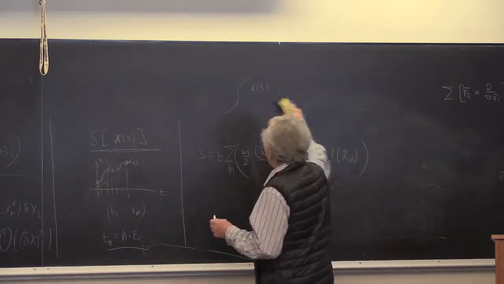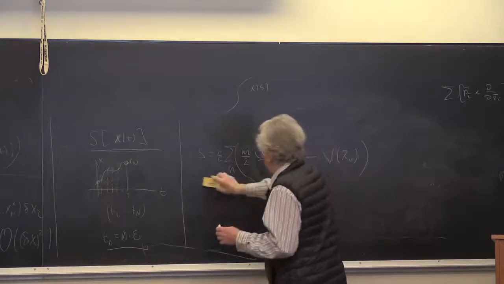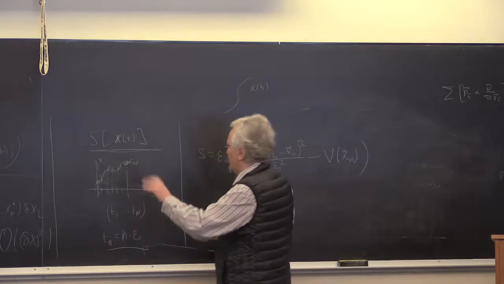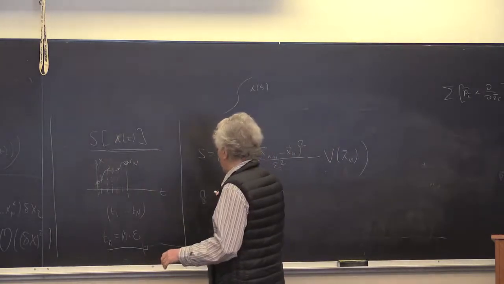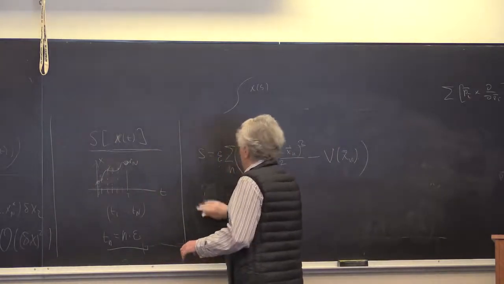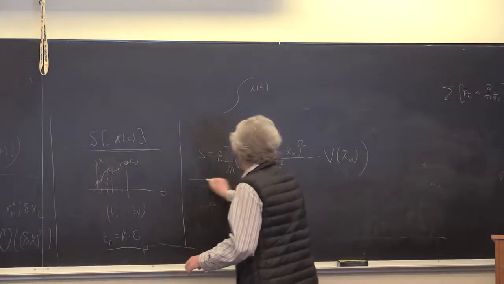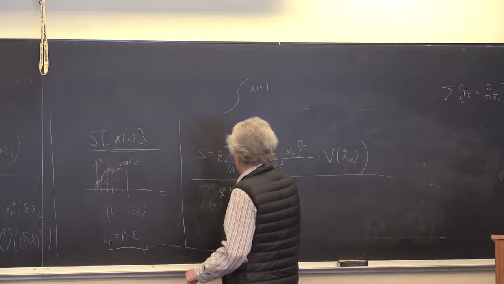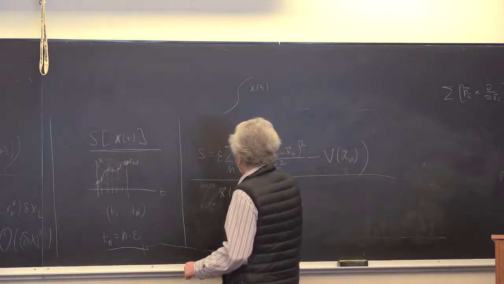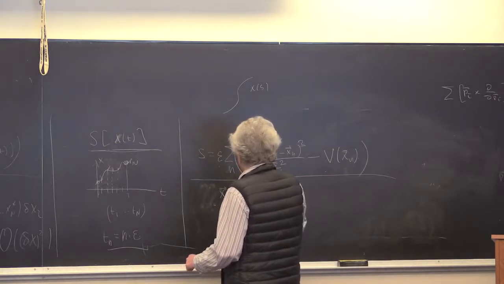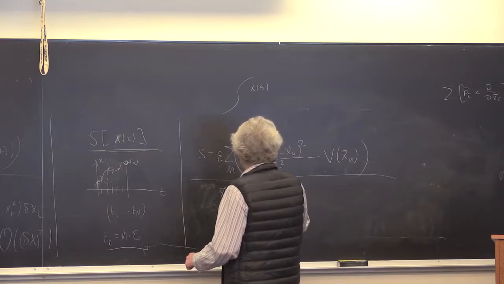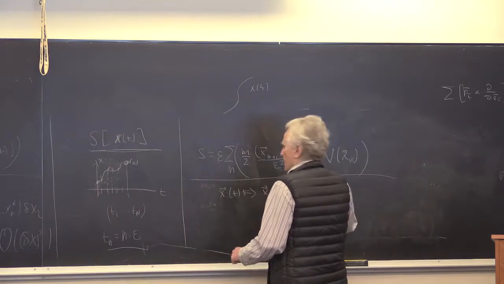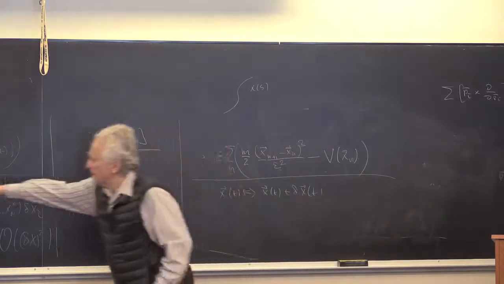Okay, so let me remind you the standard derivation just to set up notation. We replace x of t by x of t plus delta x of t, precisely as we did here.